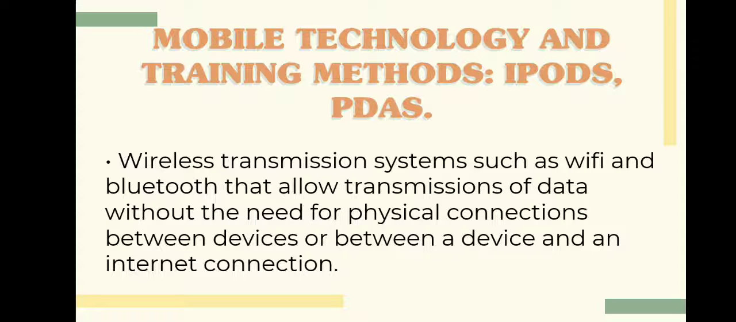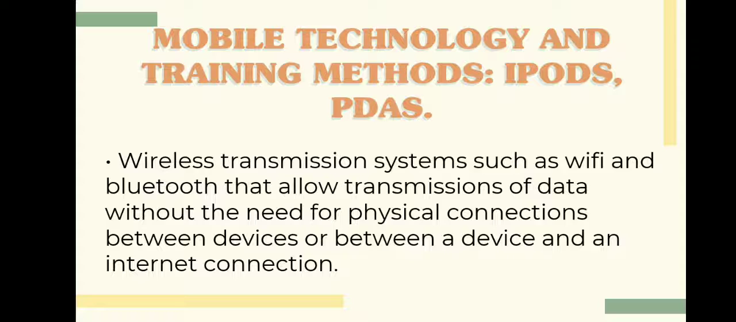Mobile technology and training methods: iPads, PDAs. Wireless transmission systems such as Wi-Fi and Bluetooth allow transmission of data without the need for physical connections between devices or between a device and an internet connection. GPS and RFID devices are used for tracking customers, employees, and property. For example, many cars and trucks are equipped with GPS devices to allow operators to locate drivers.